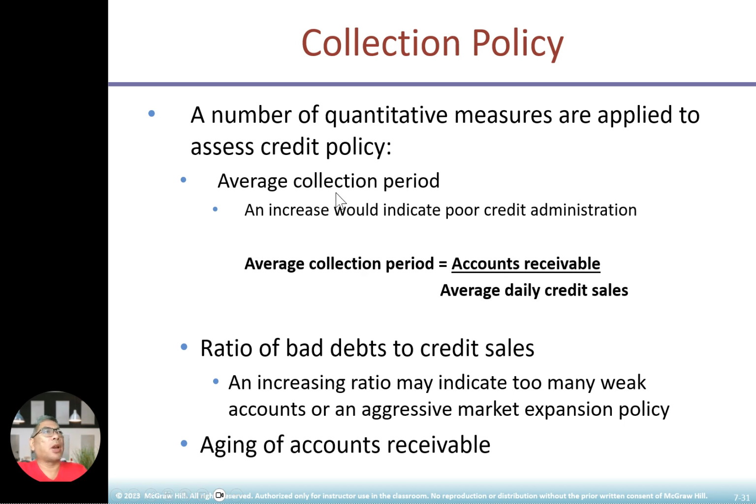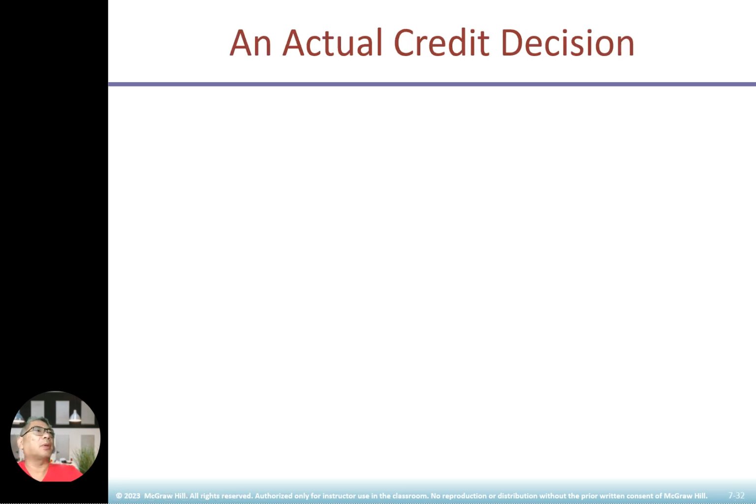In terms of collections, an increase in the average collection period will indicate poor credit administration. Average collection period: the logic is accounts receivable divided by average daily credit sales. The ratio of bad debt to credit sales: an increasing ratio may indicate too many weak accounts or an aggressive marketing expense policy, and you also need to check the aging of accounts receivable.